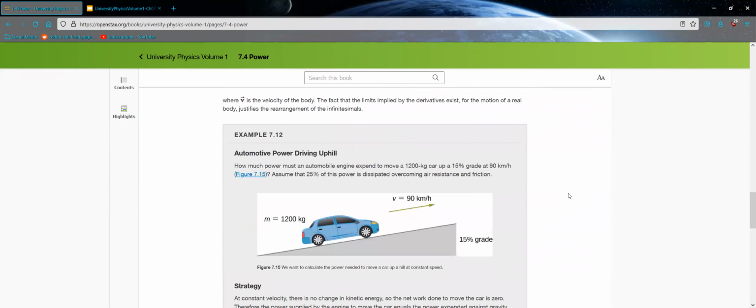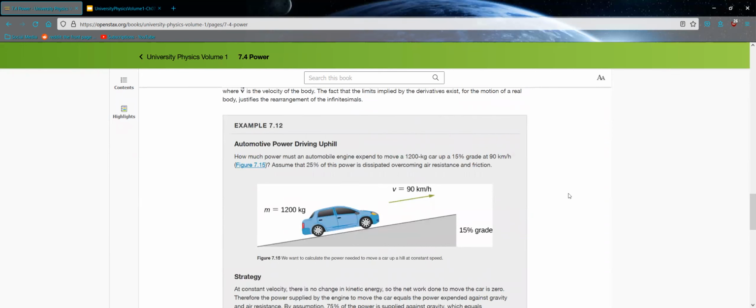So let's go through this quick example. You see the stuff really isn't that bad. And then I think we'll be done, actually. So how much power must an automobile engine expend? Again, power in terms of the physics of it. So it's work divided by time is equal to power. How much power must an automobile engine expend to move a 1,200 kilogram car up a 15% grade at 90 kilometers per hour? And I said then do everything in SI units. Assume that 25% of the power is dissipated overcoming air resistance and friction.